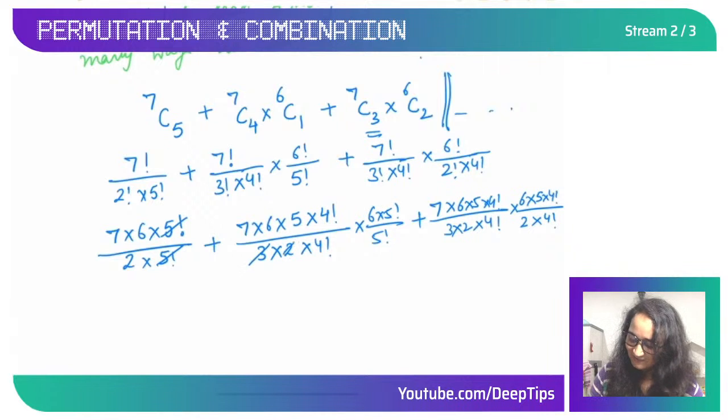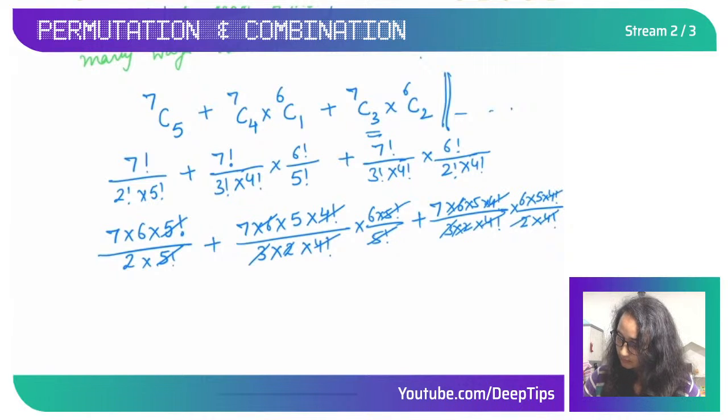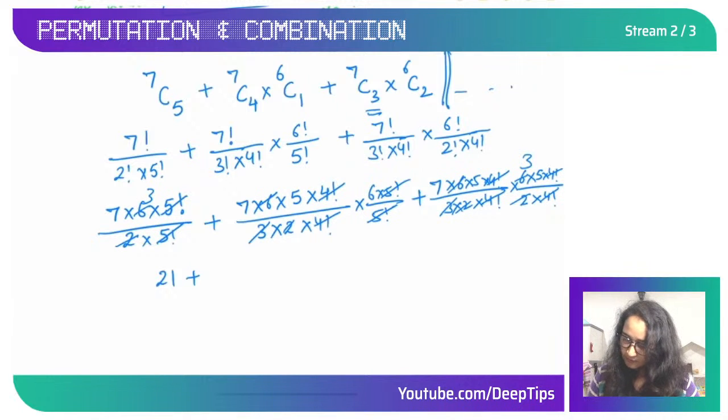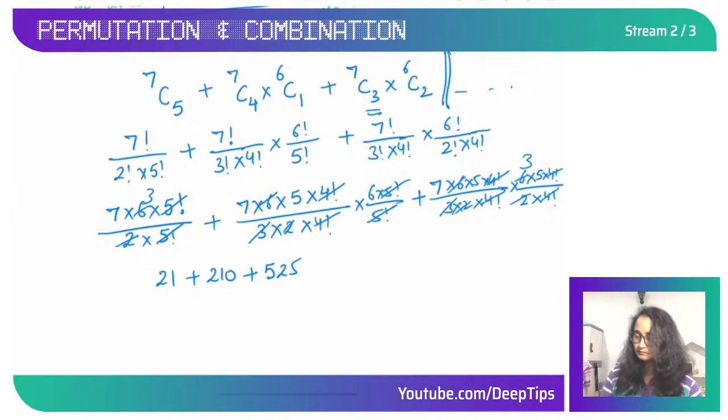So 3 into 2, 6 gets cancelled, then 4 factorial gets cancelled, 5 factorial also gets cancelled here. Now here again 3 into 2, 6, 4 factorial, 4 factorial, and 2 3s are 6. So now let's see. 7 into 3 is 21. Then I have 5 into 6, 30. 30 into 7 is 210. Then 5 3s are 15.